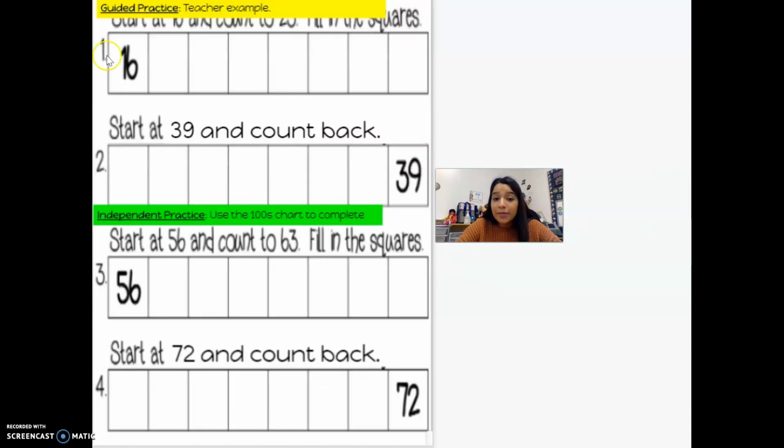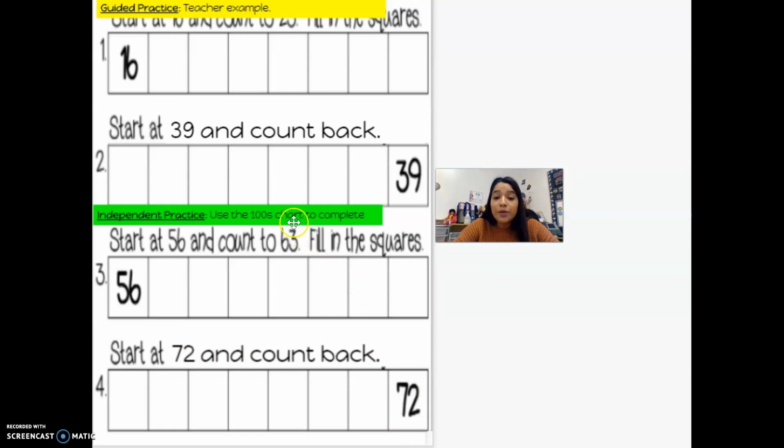Your next assignment is this independent practice right here at the bottom, the one that has the green letters and that is highlighted in green. So you're going to do the same thing that we practiced today. You're going to start at 56 and you're going to count all the way to 63. So you're going to count forward, you're going to count on. And then for your second part, you're going to start at 72, right here, 72, and count back. So you're going to count backwards.